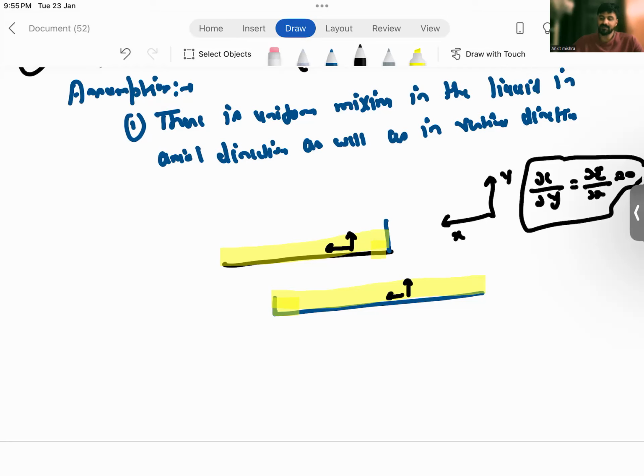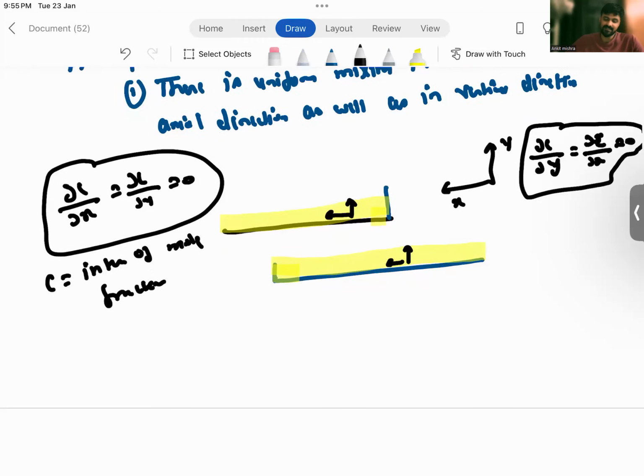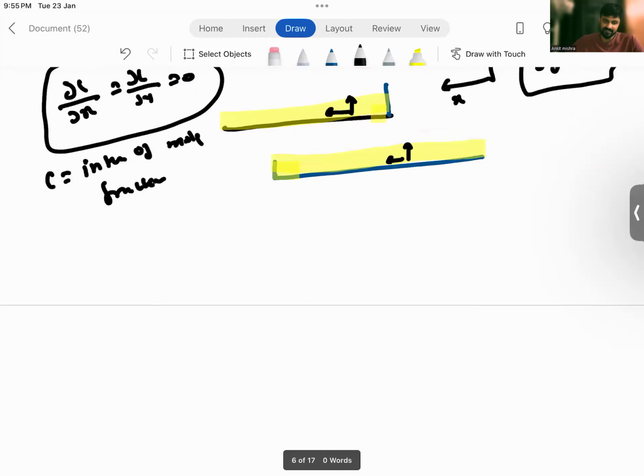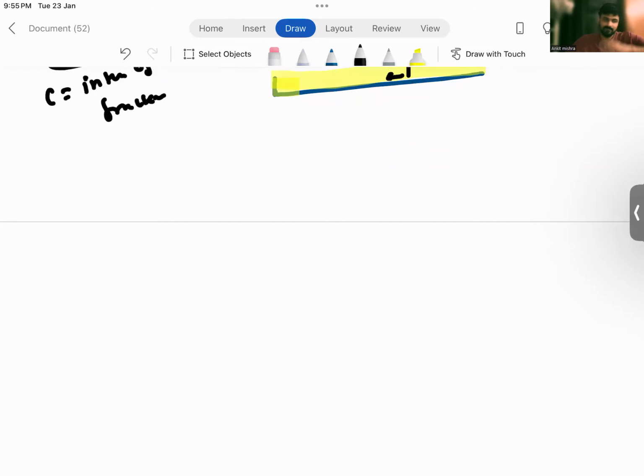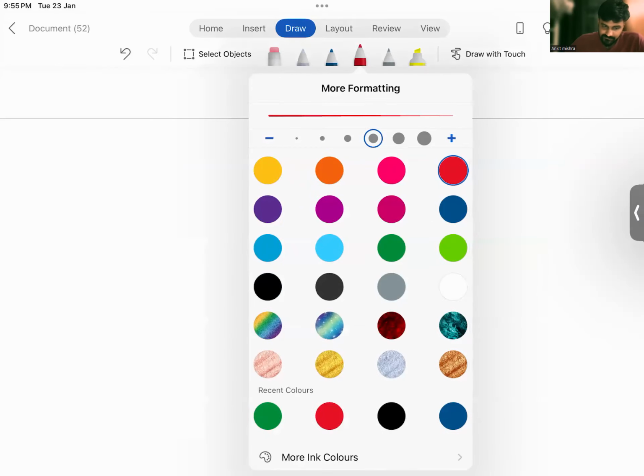Means along the axial and radial, I mean vertical and horizontal direction, that is again I am writing del c by del x equals del c by del y equals 0, where c will be in terms of mole fraction, right? So these are some assumptions that have been taken while defining the Murphree plate efficiency. So uniform concentration will be there, so there won't be any concentration gradient along the axial and vertical direction on a single particular tray, right?